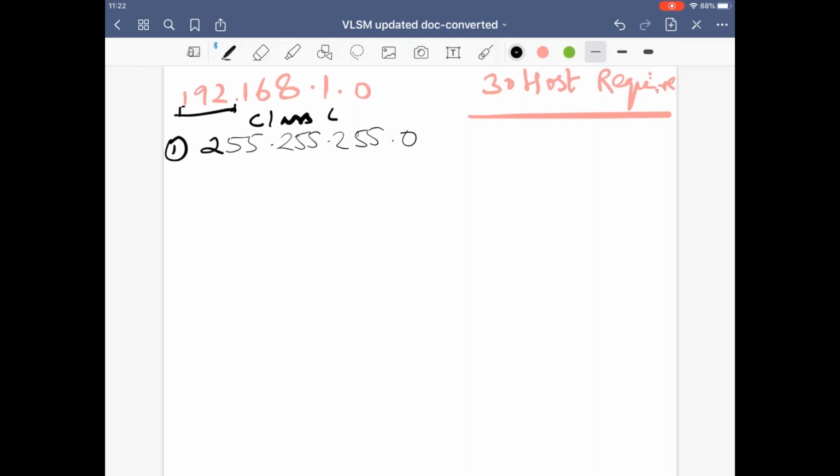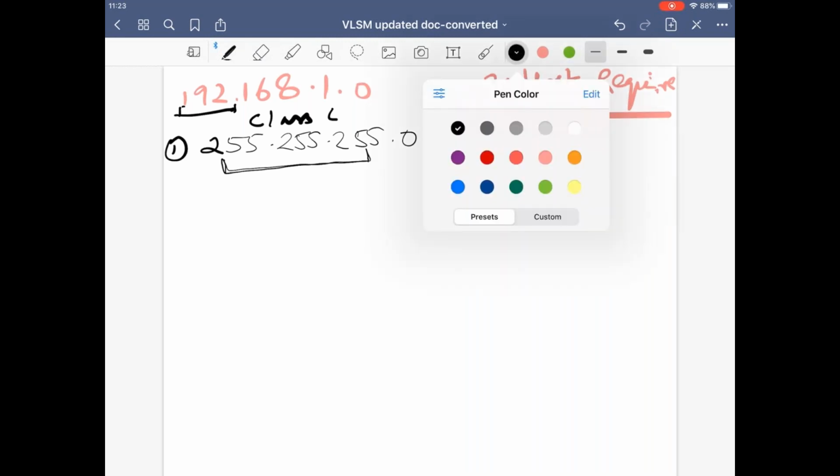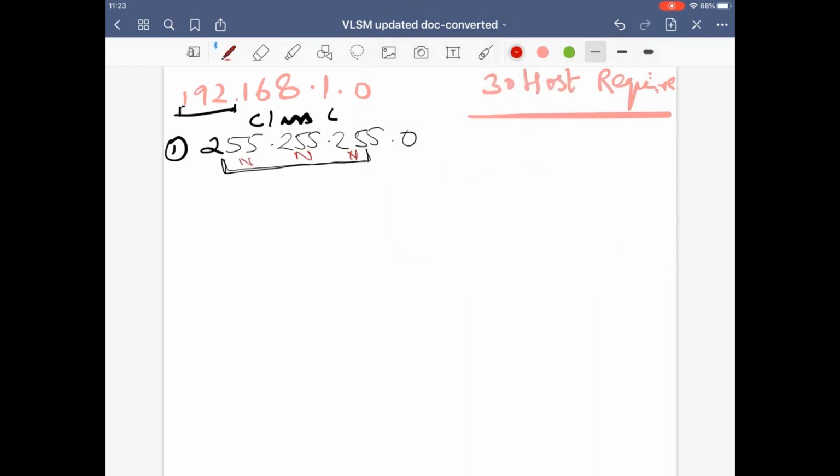Whenever you find out that this is class C, then the default subnet mask is this, and you will never touch the first 3 octets because these 3 octets belong to the network part. Whatever you want, you will do with the last octet because the last octet belongs to the host part.